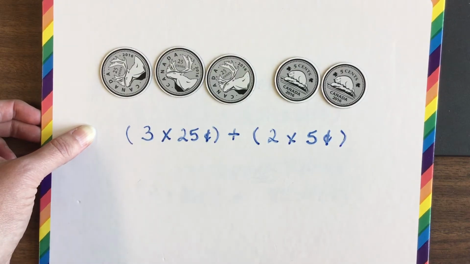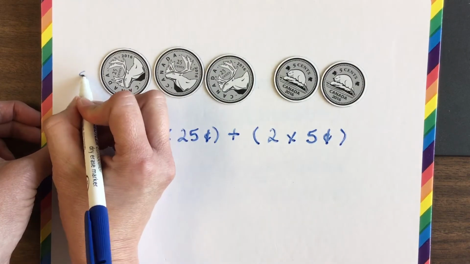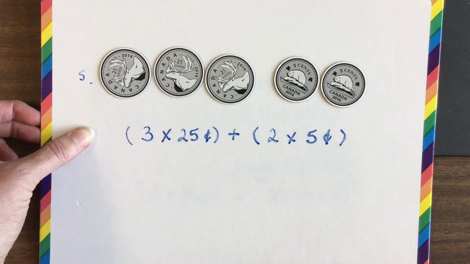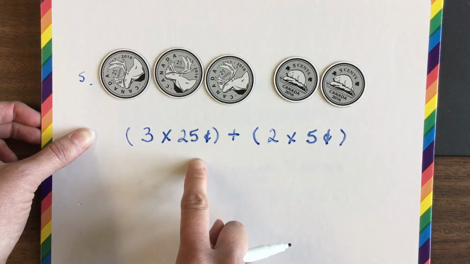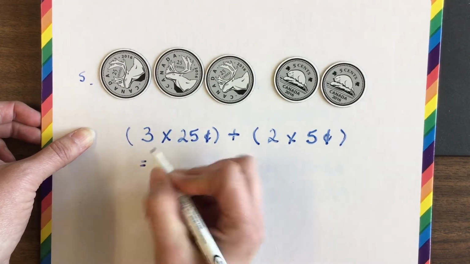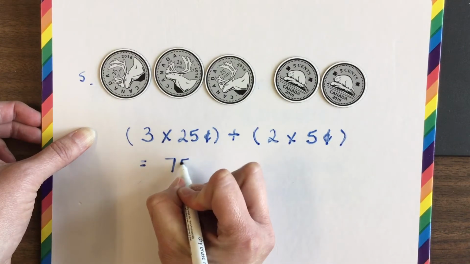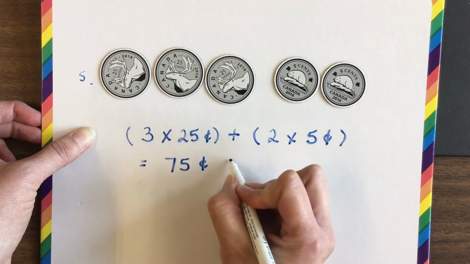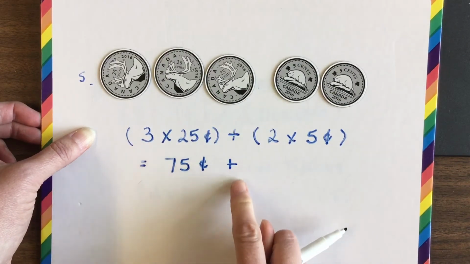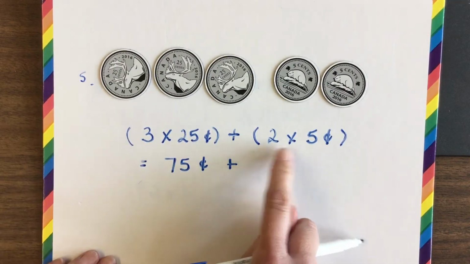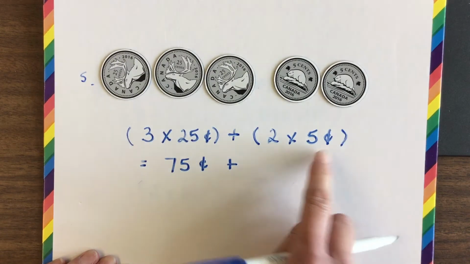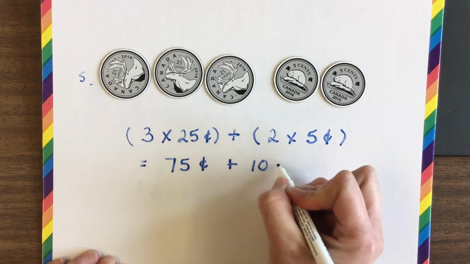Now I actually want to go in number 5. I want to actually find my total. First, we're going to do the multiplication for this one. So what does that equal? 3 groups of 25 cents is simply 75 cents. Keeping my plus symbol. Okay, I'm not going to lose that. I have 2 groups of 5 cents. What's that worth? You bet, it's 10 cents.